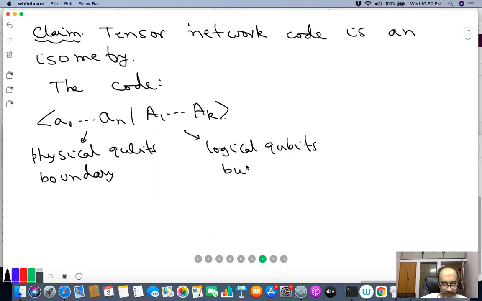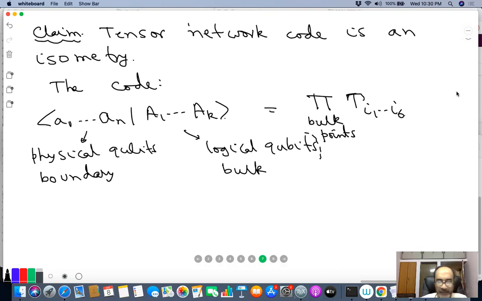Which describe the bulk. And this was given by the product over all the vortices. That's the bulk points. So every vortex represents a bulk point. T I1 to I6, right? This is a tensor with 6 indices. And all the internal indices are contracted.